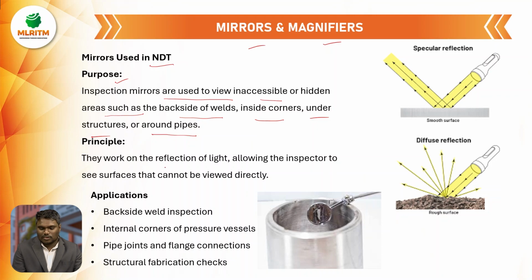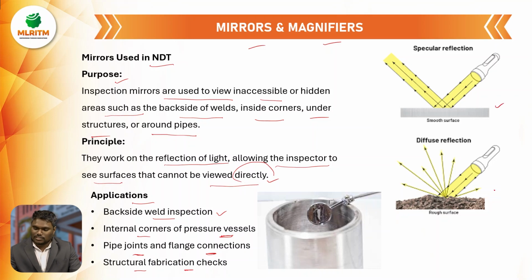The basic principle of using a mirror is that they work on reflection of light, allowing the inspector to see surfaces that cannot be viewed directly. There were different applications. Backside weld inspection can be done by using a mirror or magnifier, and internal corners of pressure vessels, pipe joints and flange connections. Structural fabrication checks also can be done by using these mirrors and magnifiers.